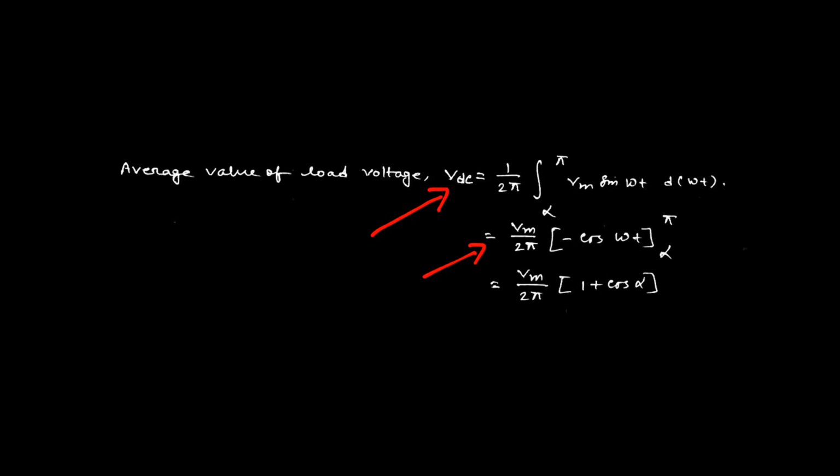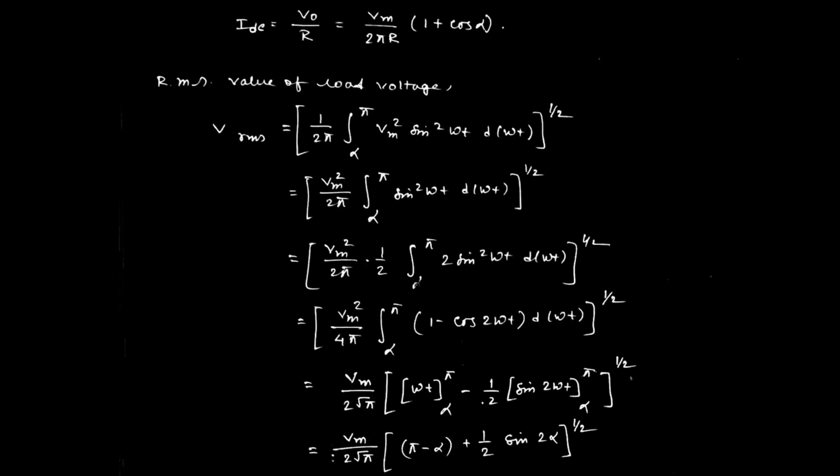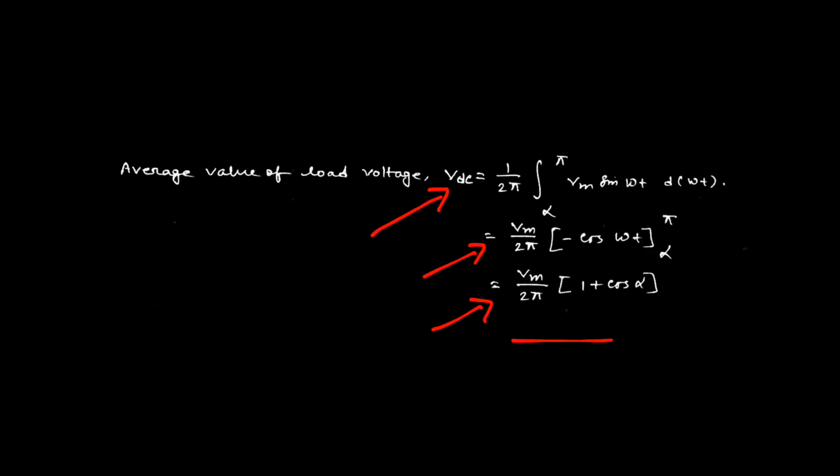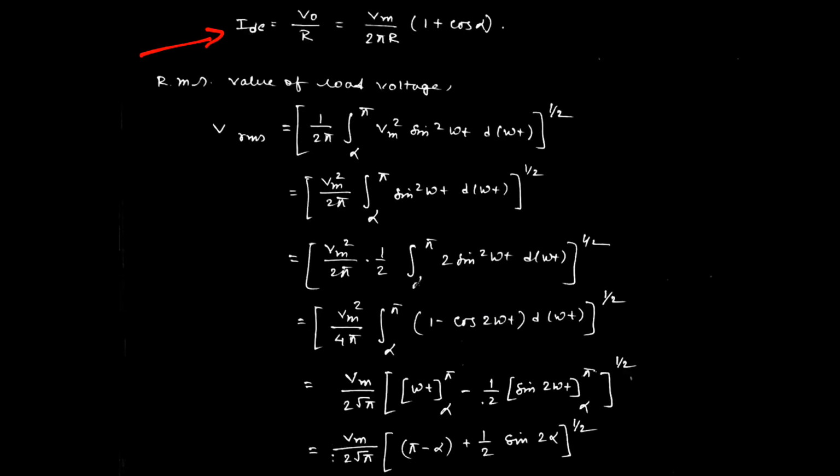By considering these two limits, we get the average output voltage, Vm by 2 pi into (1 plus cos alpha). Okay, so what will be the average output current? As we are using a resistive load, the average output current IDC should be equal to V0 by R. V0 is Vm by 2 pi into (1 plus cos alpha), as we defined in the previous slide. So we can write the expression as Vm (1 plus cos alpha) divided by 2 pi R, as a resistive load is there, that is V0 by R.